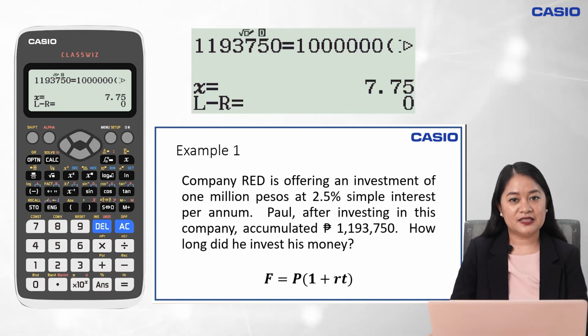So the answer is 7.75, which means that Paul will take 7.75 years or 7 years and 9 months to accumulate 1,193,750 pesos from his investment of 1 million pesos.